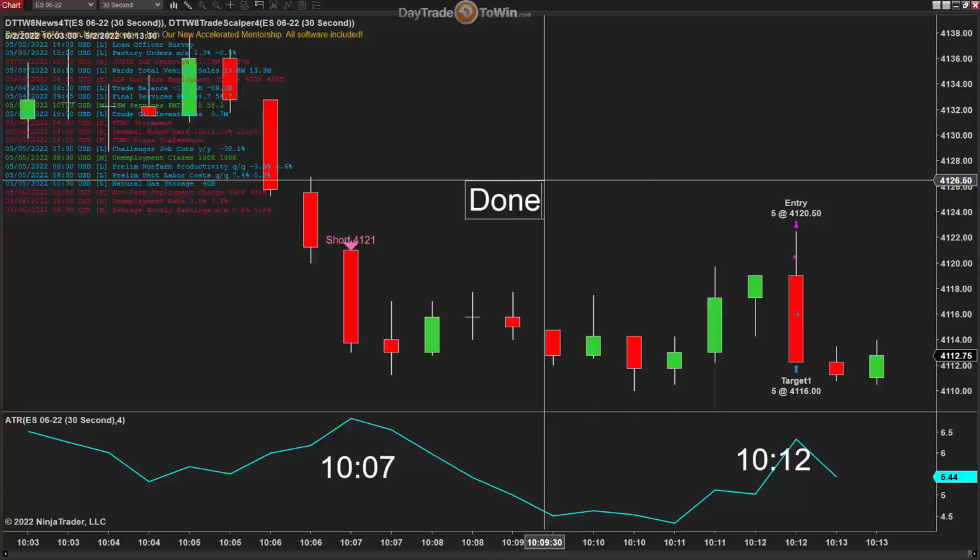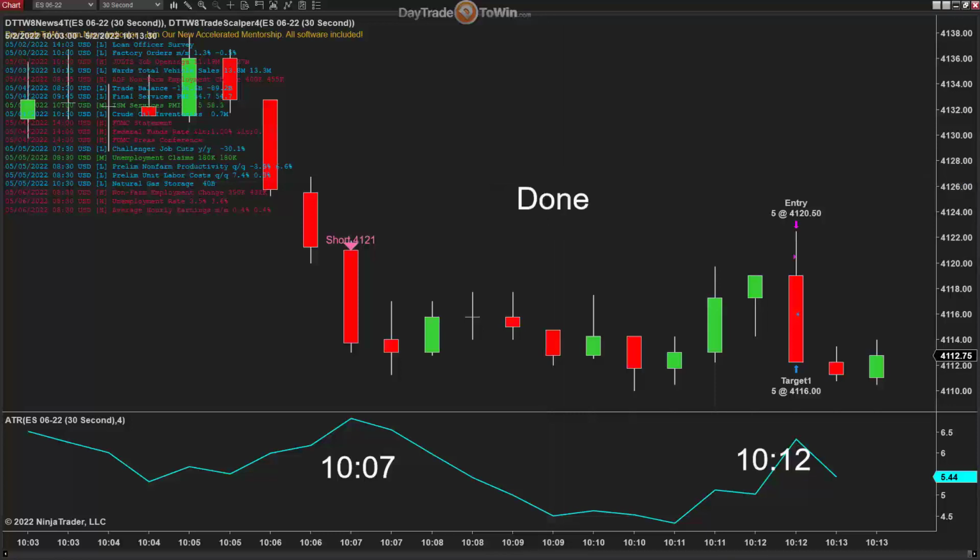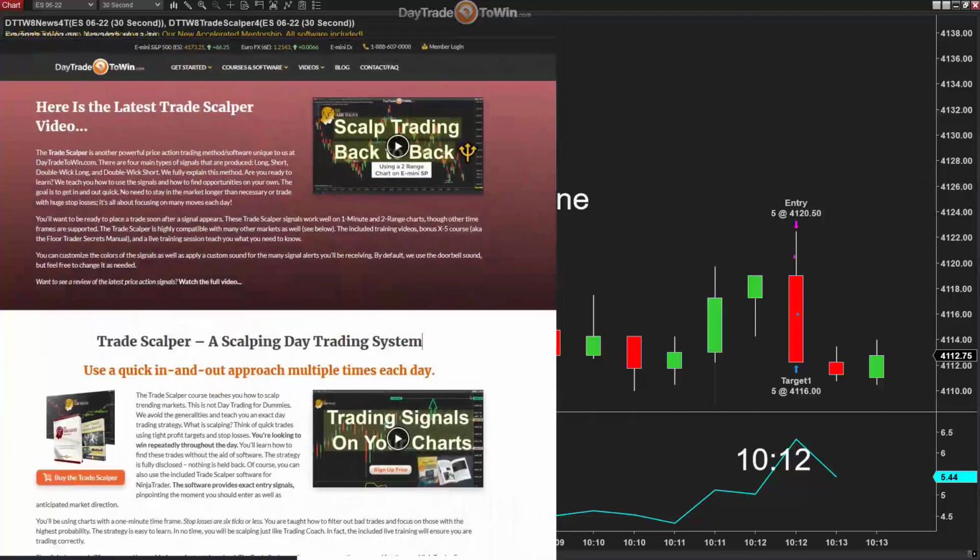Expect also that some signals and some trades are just going to go sideways, so you have to get out on a time-based stop. It could be a small loss or a small win, but we do have a time element.